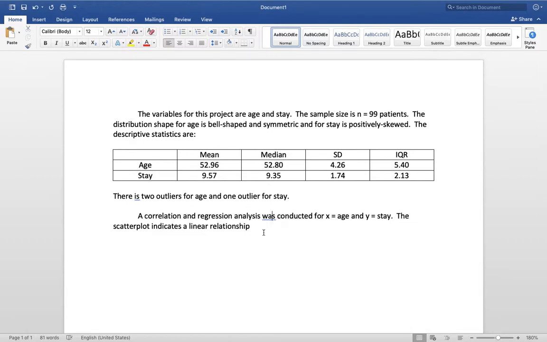What's going on there? That's not true. Indicates a linear relationship between age and stay. I'm sorry, indicates that the linear relationship between age and stay is weak and positive.